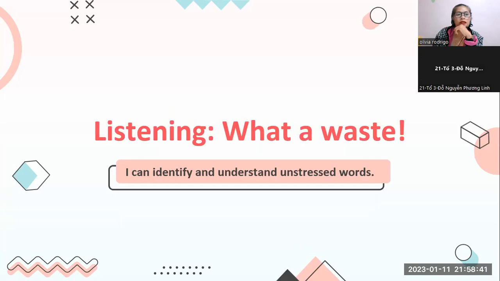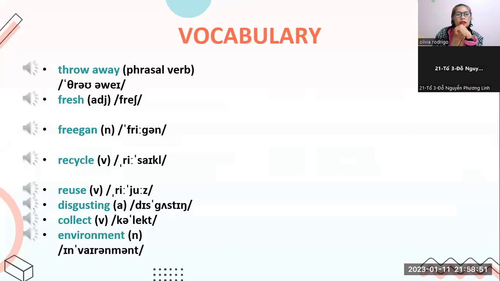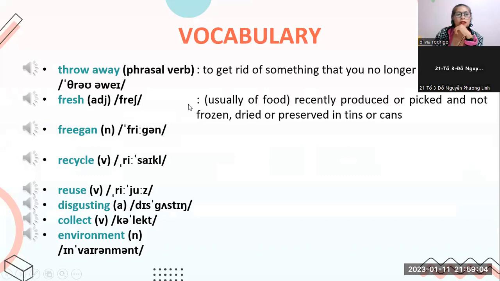Okay, what a waste. Now we are already in unit 4C, Elementary Solutions. Okay, so we have here different meanings, Lynn. We have the word throw away, threw away. Okay, next, fresh. Fresh, usually a food recently produced.